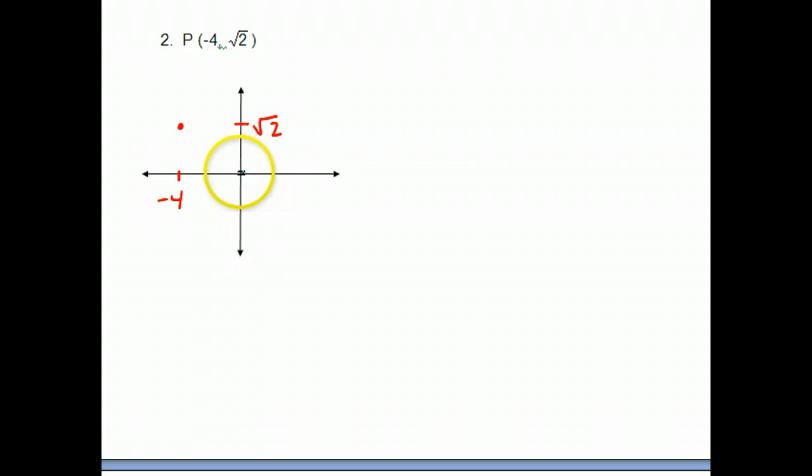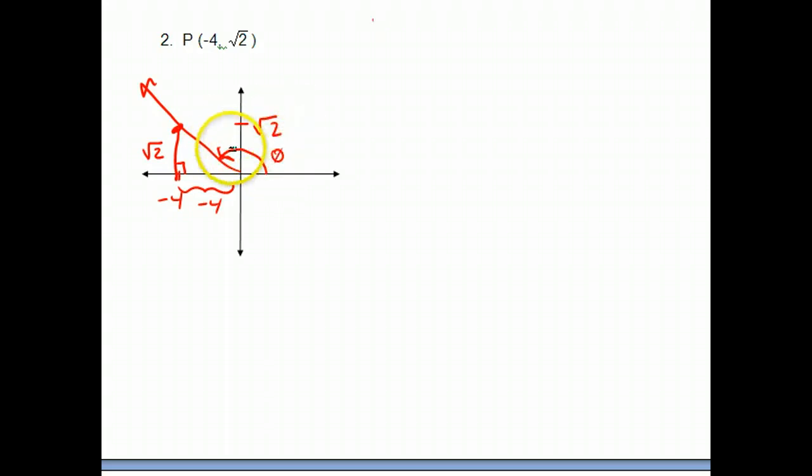So we're going to draw a right triangle again. Let's see if I can make this look halfway as neat. Okay, so there's our point P at minus 4 and plus root of 2. So I know this distance is root of 2. And this distance over here is actually a negative 4, right? So let's go ahead and find our trig ratios for this angle, theta.